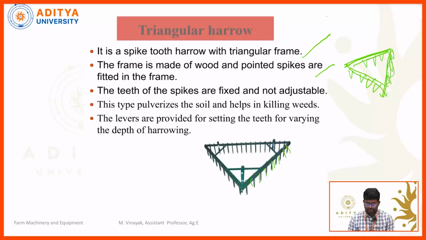Next, the teeth or spikes are fixed and not adjustable. So these are the fixed teeth. These pegs are called fixed ones; we cannot change them once fixed. So if any tooth is damaged or worn out, we need to replace it with a new one, because we are arranging them with clamps only. This type of pulverization helps in killing weeds.